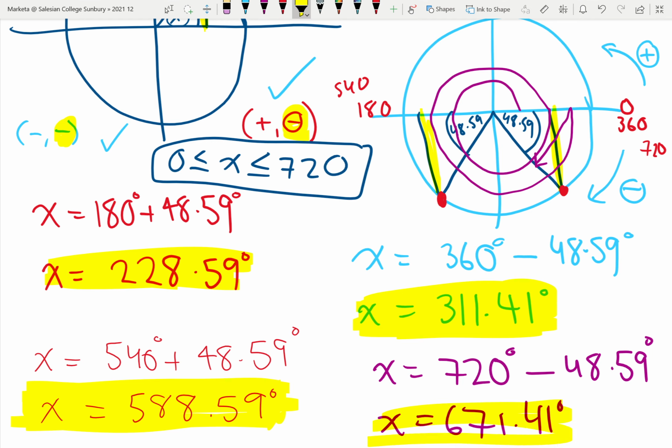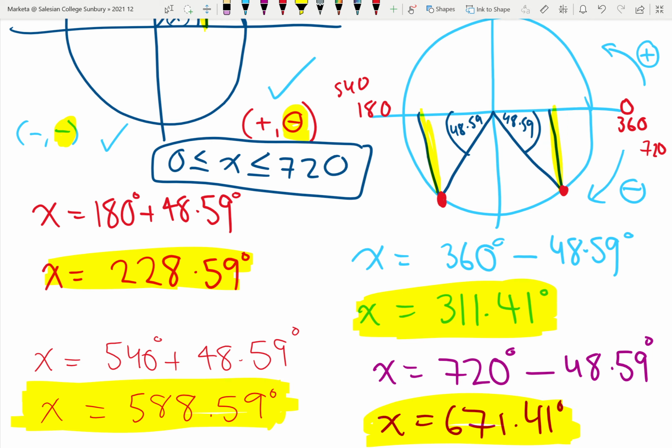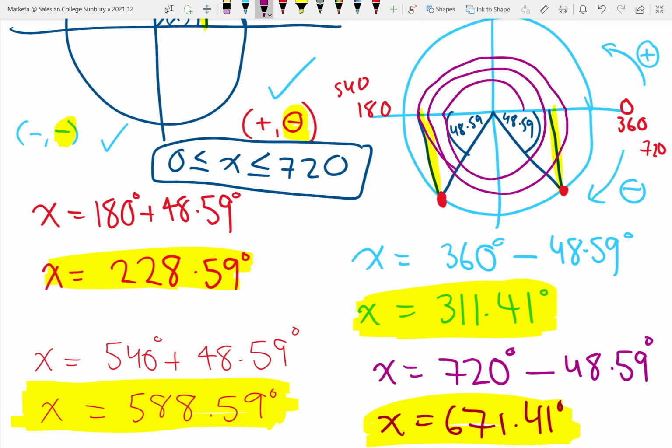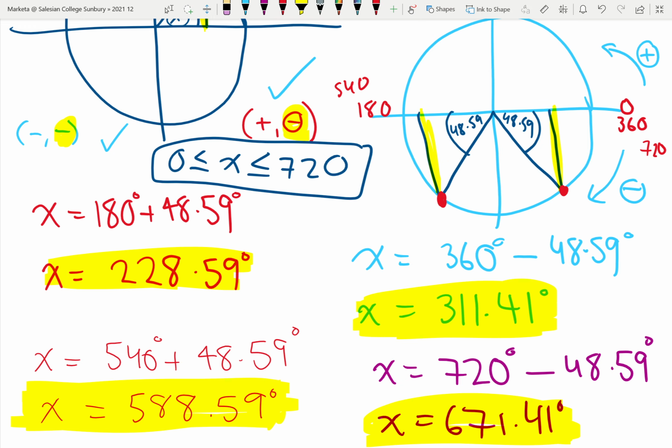And look, now I'm at the stage where there's no more. And I can see that because, well, if I go 180, 360, 540, 720, to go one more and a little more is well over 720. So that's enough. I've got all the angles that I need to consider there.